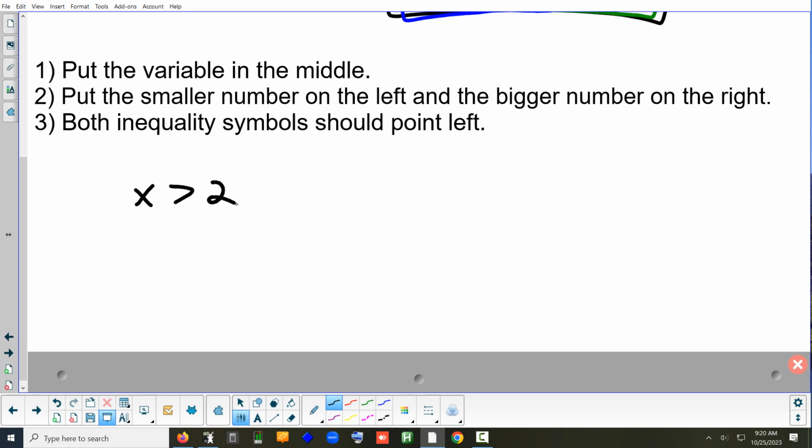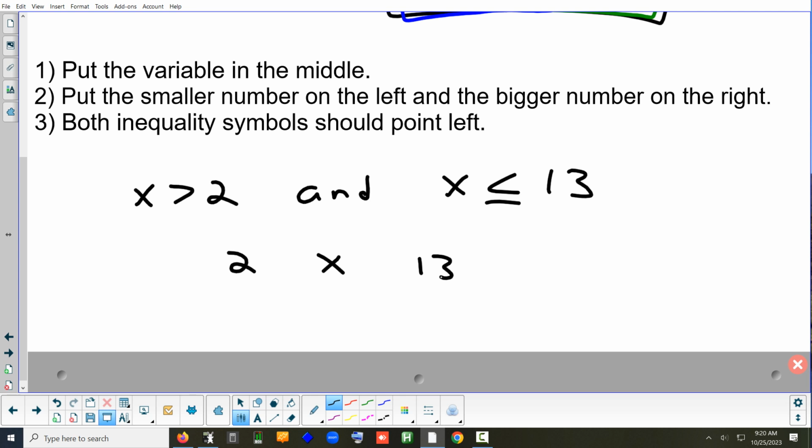X is greater than 2, and X is less than 13. Okay, so step 1, what's going to go in the middle? Actually, let's change this one. Let's do a little different. X in the middle. What's the smaller number? 2. What's the bigger number? 13. And both symbols need to point to the left. You just have to figure out if they have a line under it.